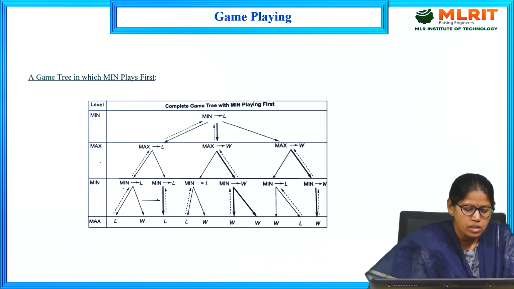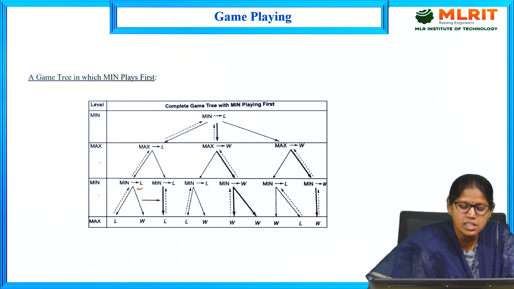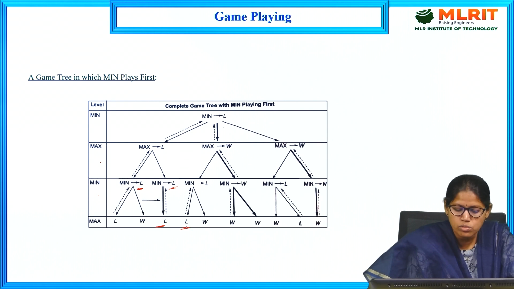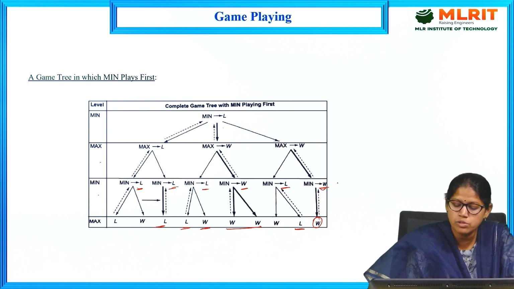So here at min level, if any one of the successors is loss, then it is loss. Look at here, only one successor, that is loss. And here there are two successors, one is loss, one is win, then it will choose loss only, the minimum value. And here all the successors are win, then it will be win. Next, if any one successor is loss, then it is loss. If all successors are win, then it is win.